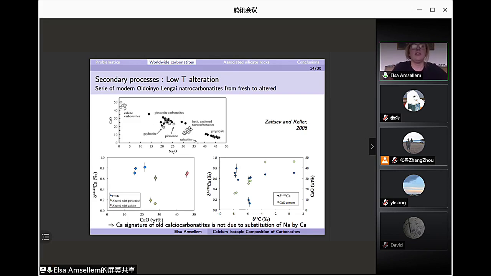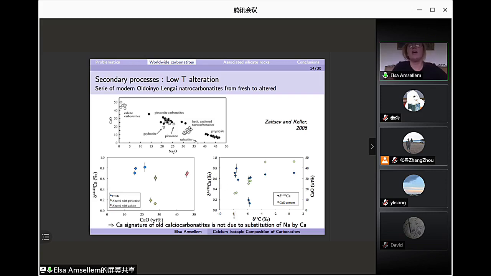So I studied the calcium isotopic composition of fresh natural carbonatites, those altered with pirssonite, and those altered with calcite that are present here. And we see that for all these different stages of alteration of natural carbonatites, there is no correlation with the calcium content. And furthermore, most of these altered and fresh carbonatites have the same calcium isotopic composition.